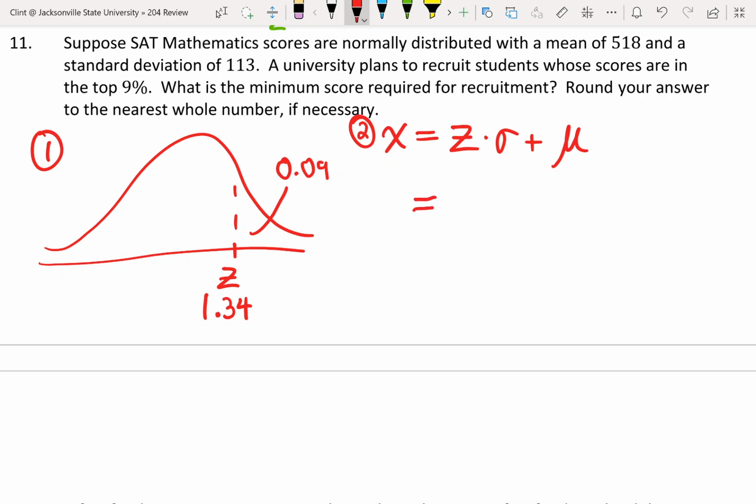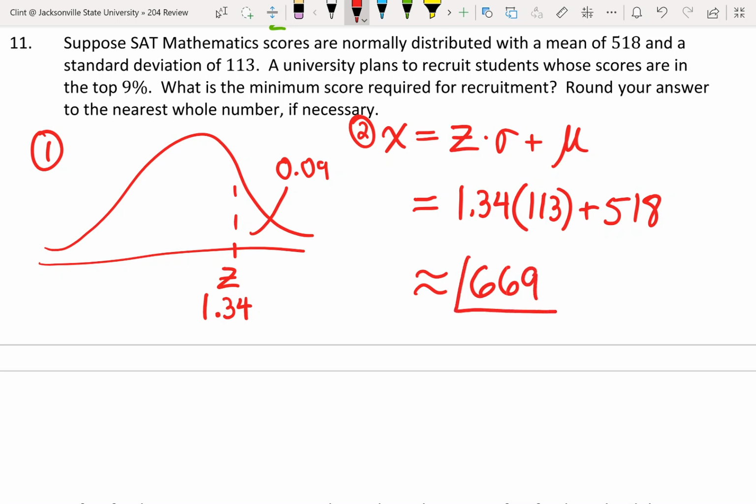So now we just plug in the 1.34 times the standard deviation of 113 plus the mean of 518. And it tells us to round to the nearest whole number. So 1.34 times 113 plus 518. I get 669.42. So the nearest whole number is 669.